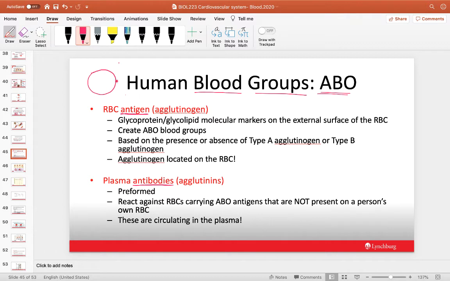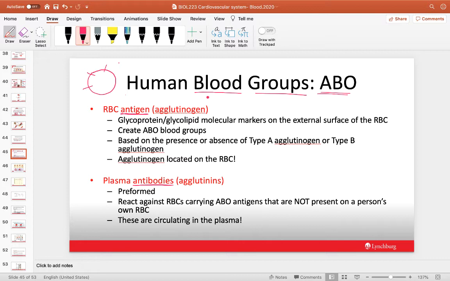So I always kind of draw this red blood cell, and these are molecular markers. In terms of ABO and Rh, these are basically going to be glycoprotein or glycolipid markers that stick out from the surface of the red blood cell, and the blood group that you are part of is based on which antigen you have present on your red blood cell.